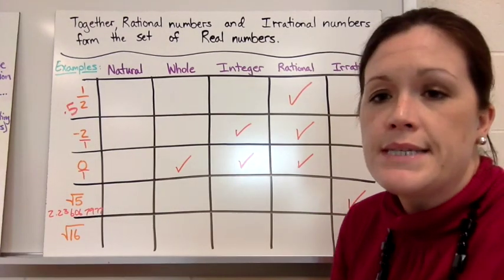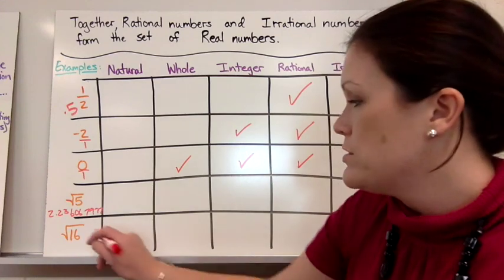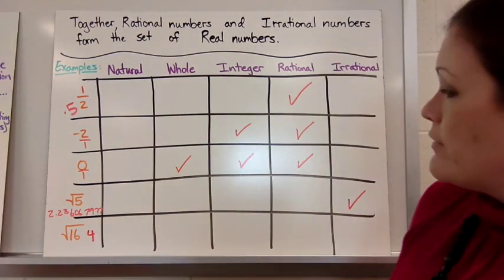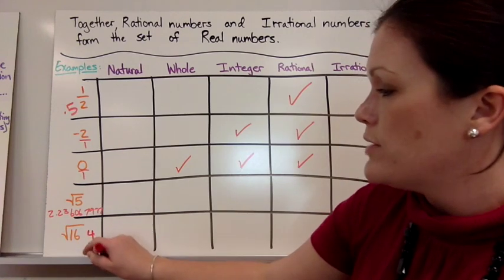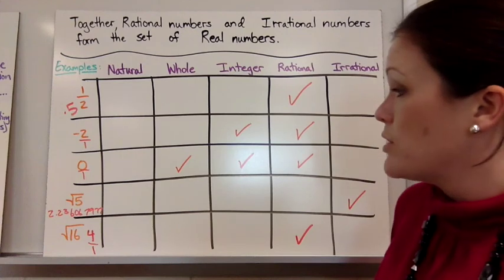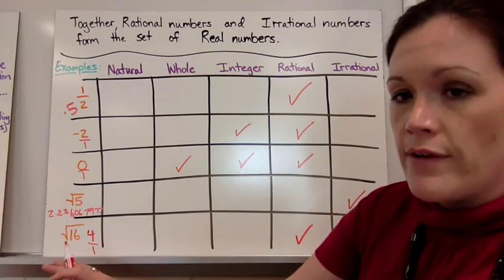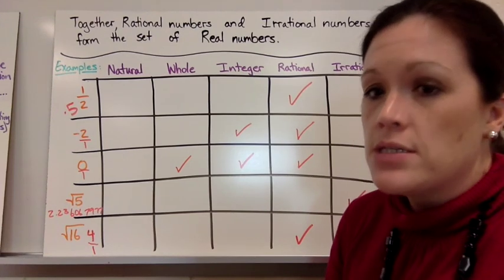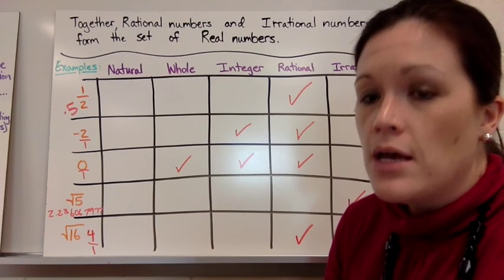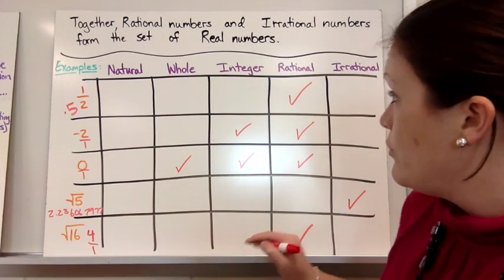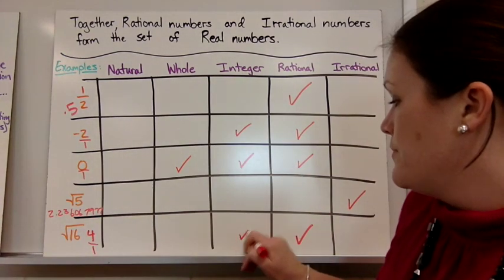The square root of 16, we need to simplify first. That is equal to 4. So then we can tell that 4 could also be written as 4/1, making it a rational number. But then you don't want to just check off everything. Let's think about it. So an integer has negatives, 0, and positives, but no fractions or decimals. So we're thinking about just the 4 by itself would be an integer.